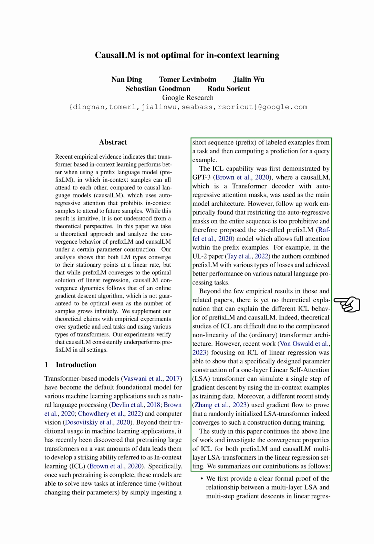But despite these empirical results, we still don't have a theoretical explanation for the different ICL behaviors of prefixLM and CausalLM. Theoretical studies of ICL are challenging due to the complex nonlinearity of the standard transformer architecture. However, recent work on ICL of linear regression showed that a specially designed parameter construction of a one-layer linear self-attention (LSA) transformer can simulate a single step of gradient descent by using the in-context examples as training data.